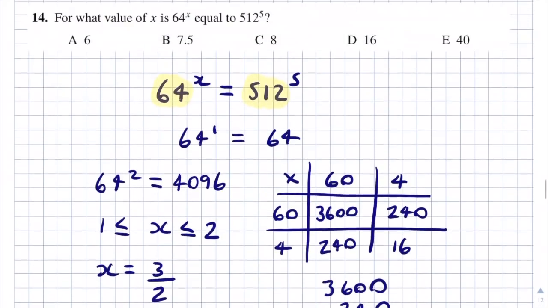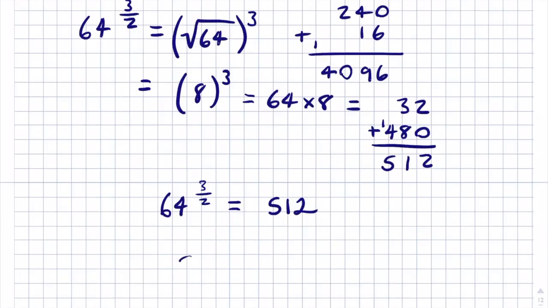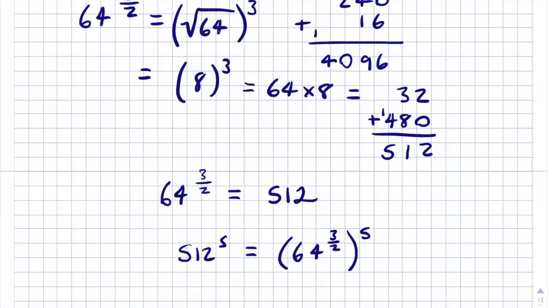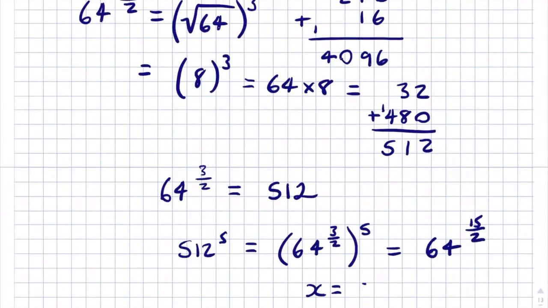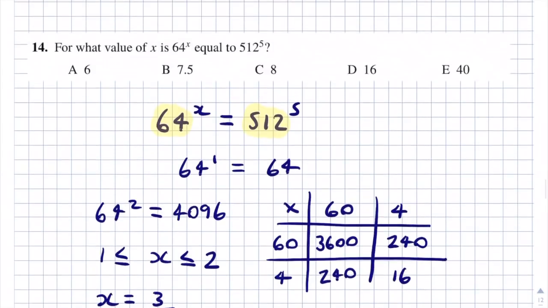Okay, and we're told what value of x is 64 to the power of x equal to 512 to the power of 5. So rather than saying 512 to the power of 5, we could say 64 to the power of 3 over 2 all to the power of 5. And now I'm using the law of indices. If we've got a power inside a bracket and we've got another power outside of the bracket, we multiply the two powers together. So this is going to give us an answer of 64 to the power of 3 over 2 times 5, which is 15 over 2. And 15 over 2 is 7.5. So x is equal to 7.5. We've got an answer for 7.5, which is B.